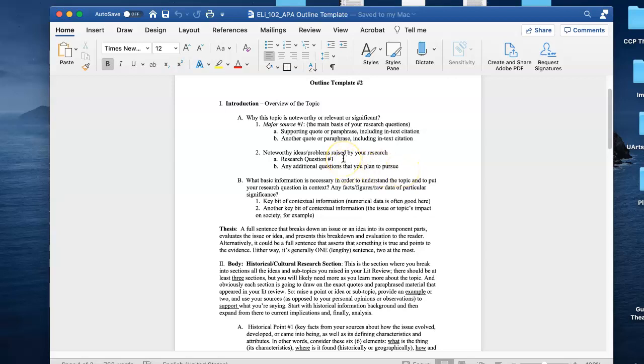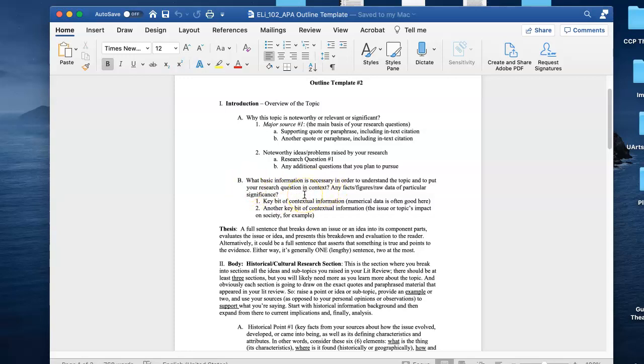But I would imagine at this point there are some other issues that are coming up that you plan to at least touch on in the course of the paper. So that would be indicated there. So you'll give a little brief overview here. You'll tell us a couple of quotes here that you expect to use in the introduction of the actual essay. You'll raise your question, and then finally, you'll move on to section B here.